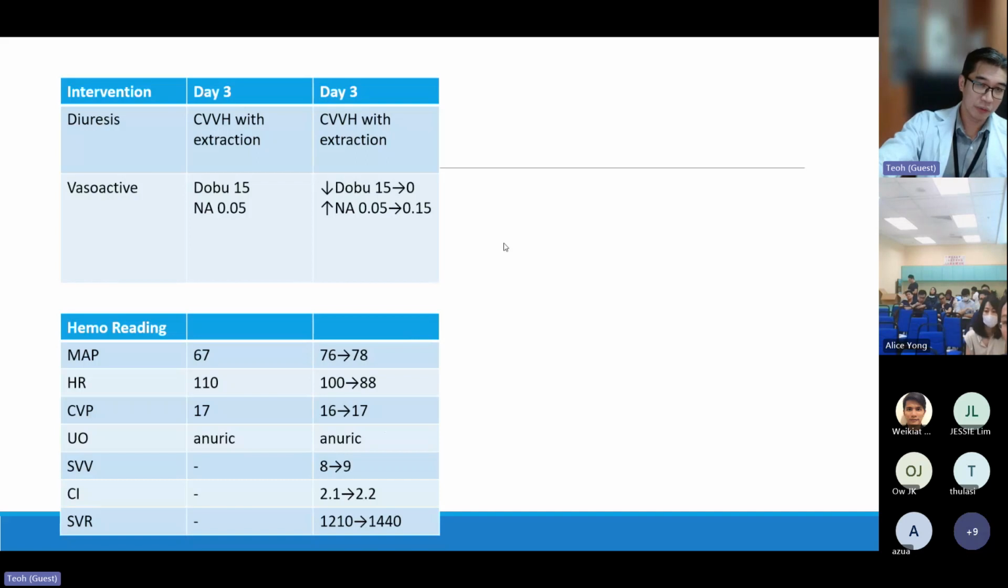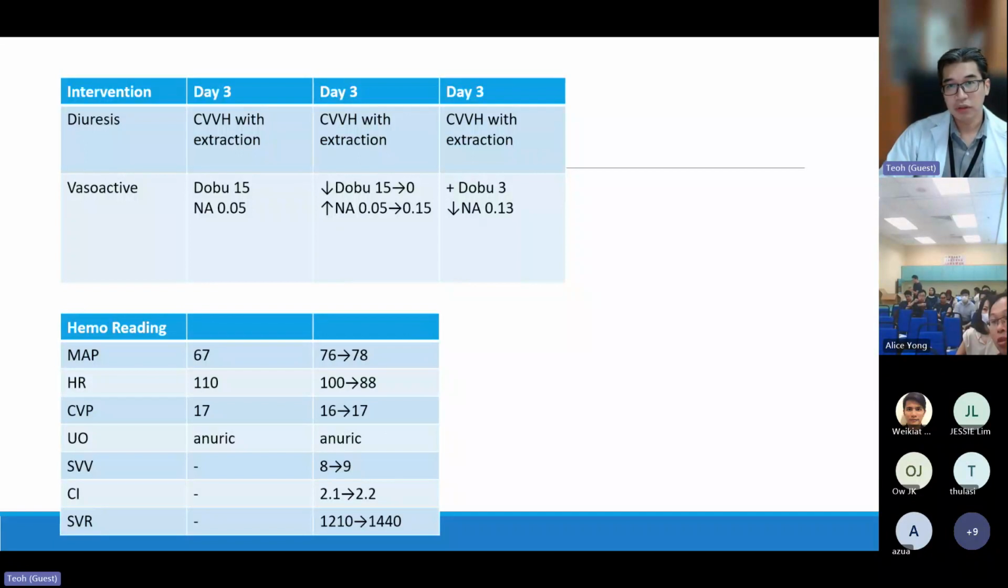Of course, if you increase the NORAD and reduce the dobutamine, you expect the heart rate will go down, from 110 to 88. And cardiac index increased from 2.1 to 2.2. And now you can see the systemic vascular resistance is increasing from 1002 to 1004. And what happened is that, of course, our hospital has a lot of doctors, a lot of teams, some of whom may not agree with the decision made.